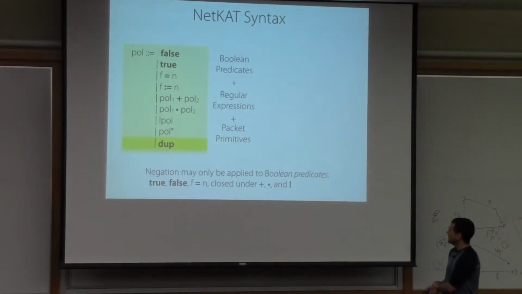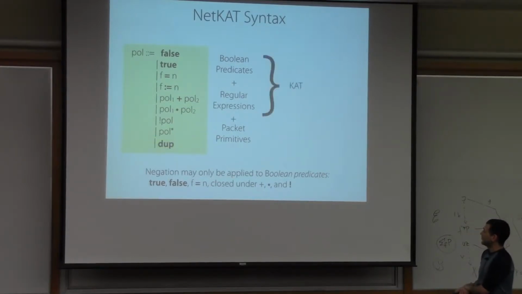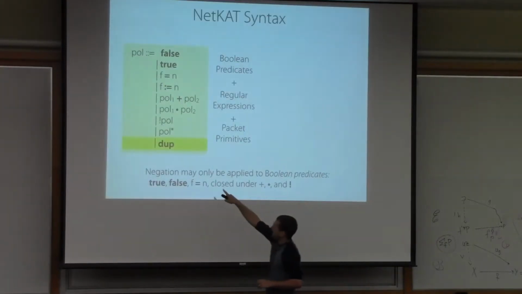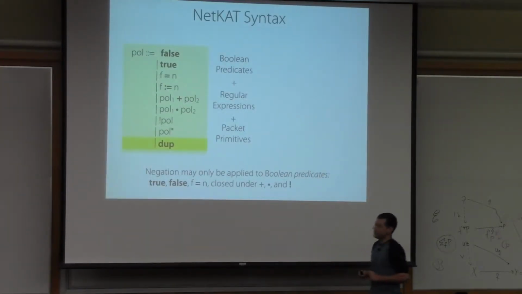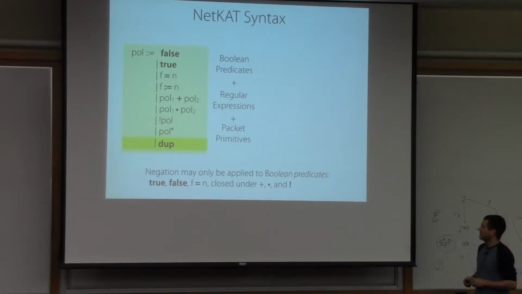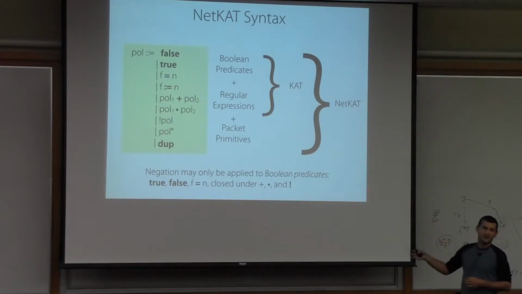Just to review Netcat syntax, we went over this morning. It's this language you get when you combine Boolean expressions with Kleene algebra, or regular expressions, and packet primitives. And one small difference that I had highlighted at the beginning, I'm going to rewrite the link primitive in terms of a more basic operator called dupe. I like presenting Netcat with the link operator because I think it's a little more intuitive. But in the context of verification, it's more convenient to work with a slightly less powerful operator.